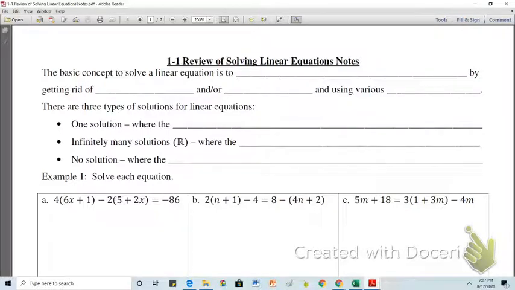Good morning. Today we're going to go over 1-1 review of solving linear equations.